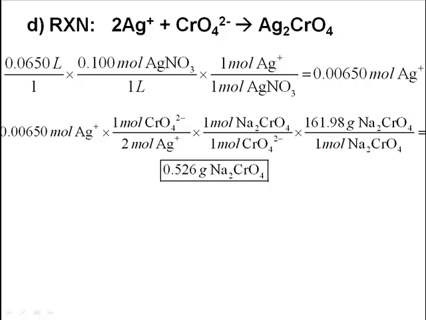You convert that into amount of chromate. And then you convert the chromate into sodium chromate, and then use the molar mass of sodium chromate. So this is one way to work the problem using the net ionic equation. You could use the full equation as well and get the same answer.